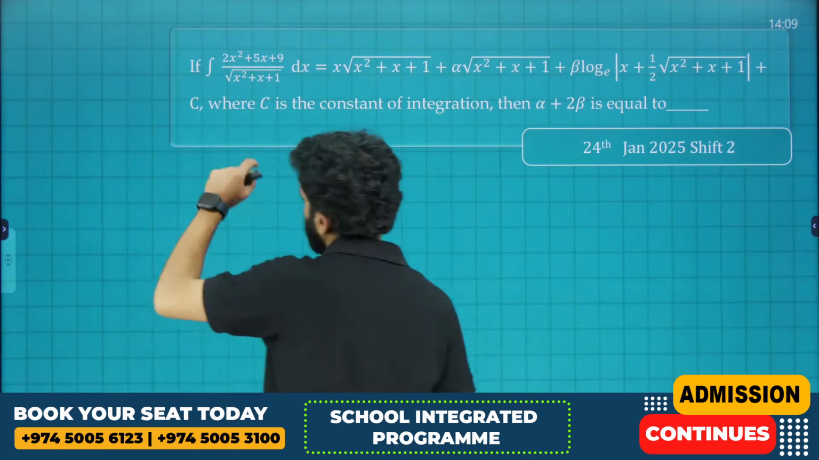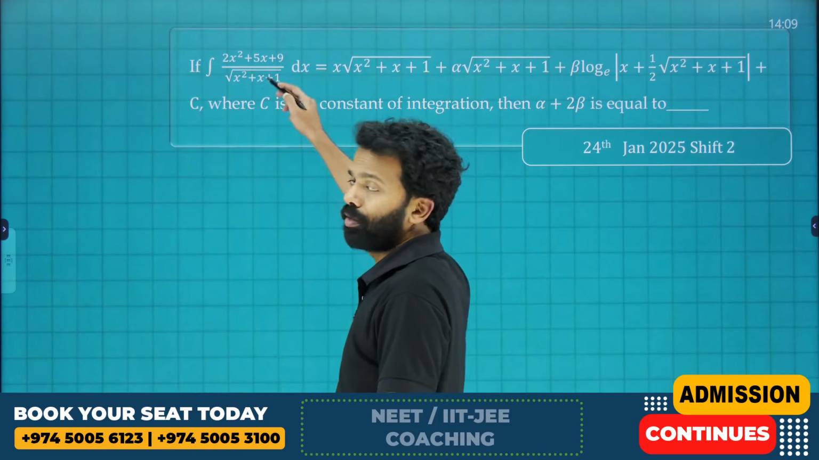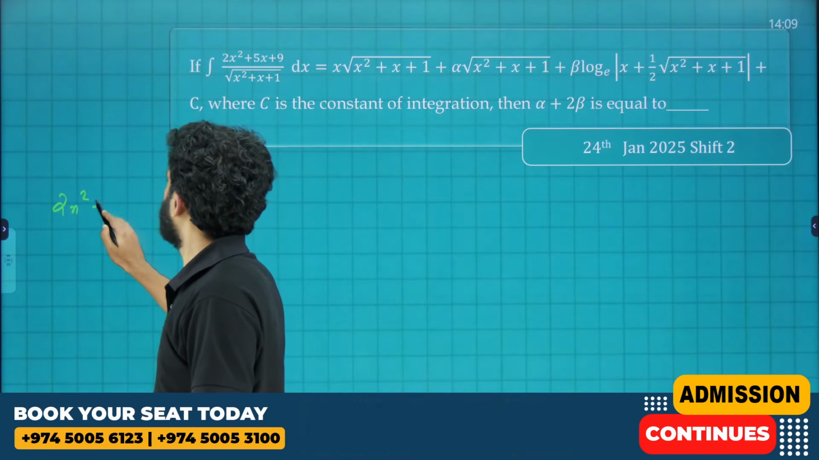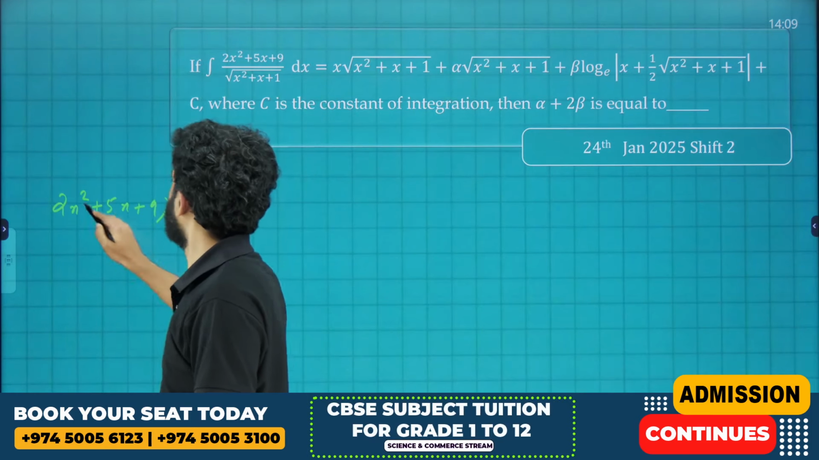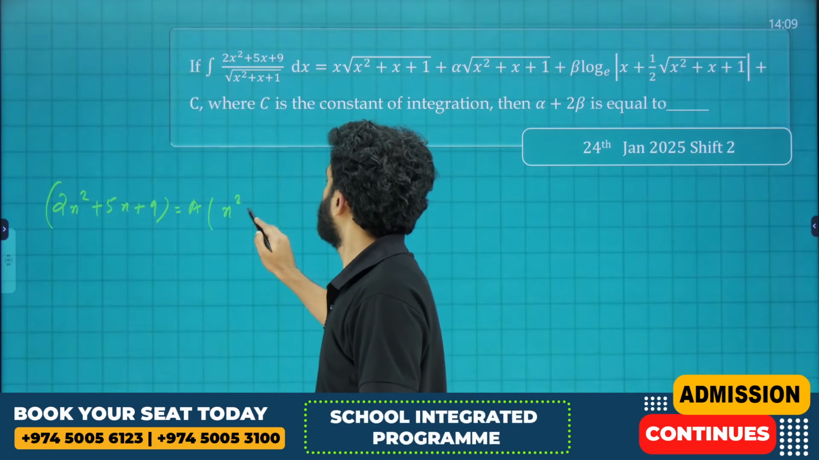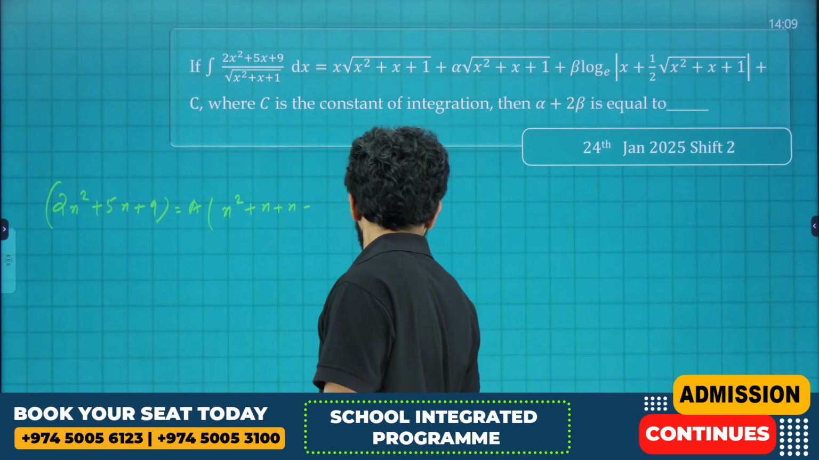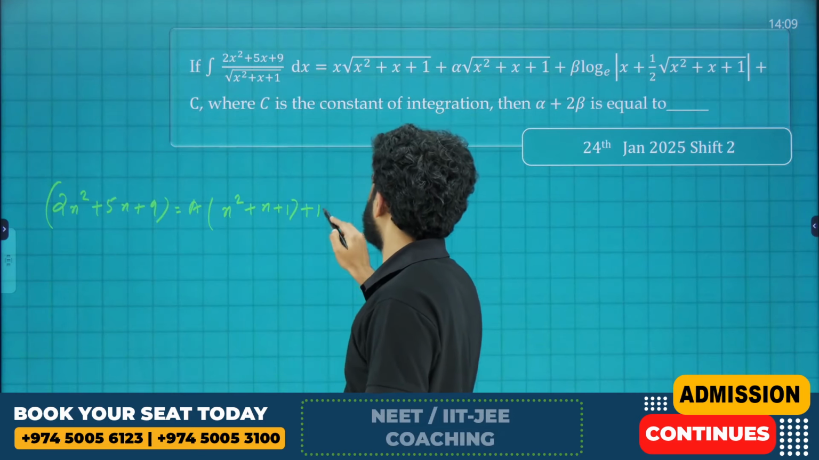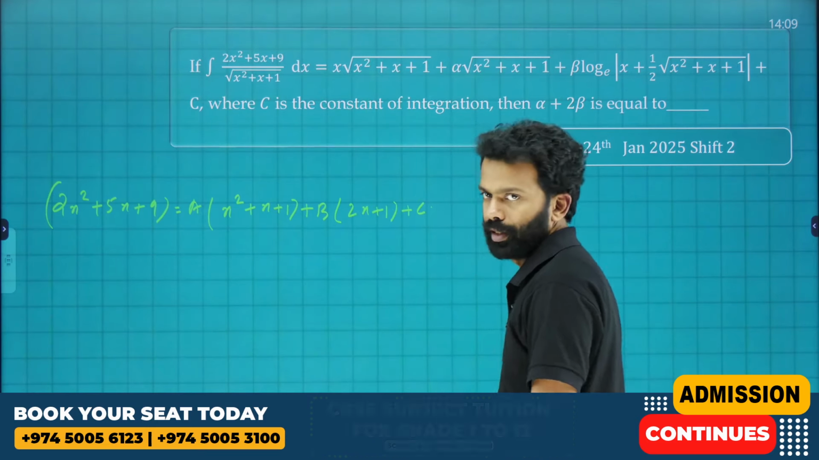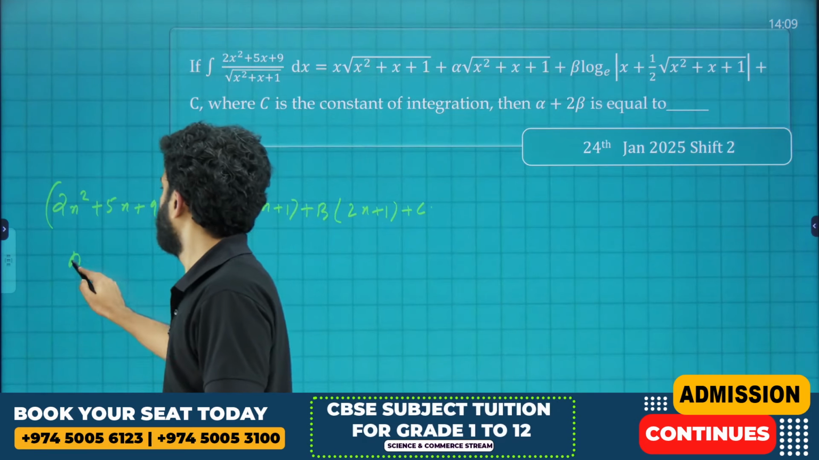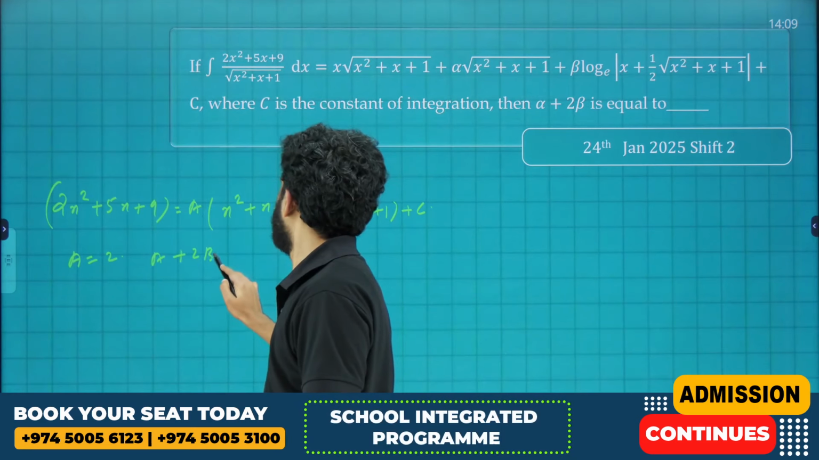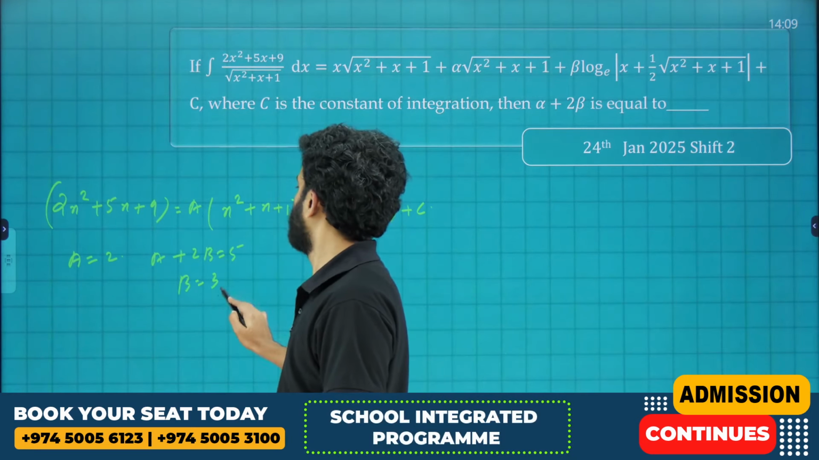So the 2x square plus 5x plus 9 divided by root x square plus x plus 1 can be rewritten like this: 2x square plus 5x plus 9 is equal to a into x square plus x plus 1, plus b into the derivative of that, 2x plus 1, plus c. If you compare the coefficients, you will get a is equal to 2, and a plus 2b is equal to 5. Therefore, b will be 3 by 2.